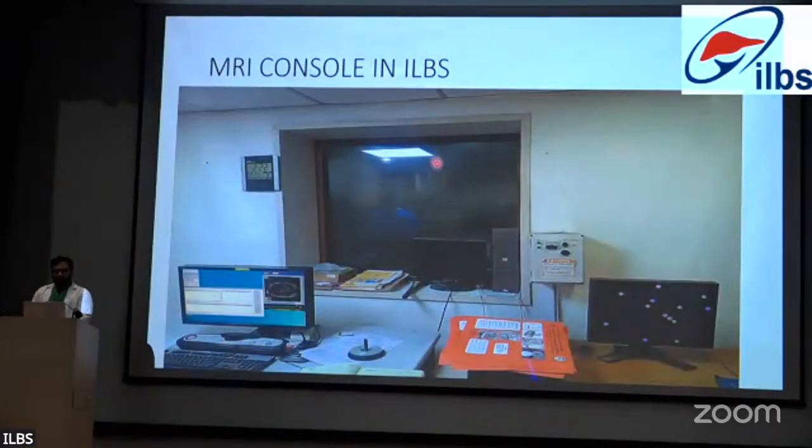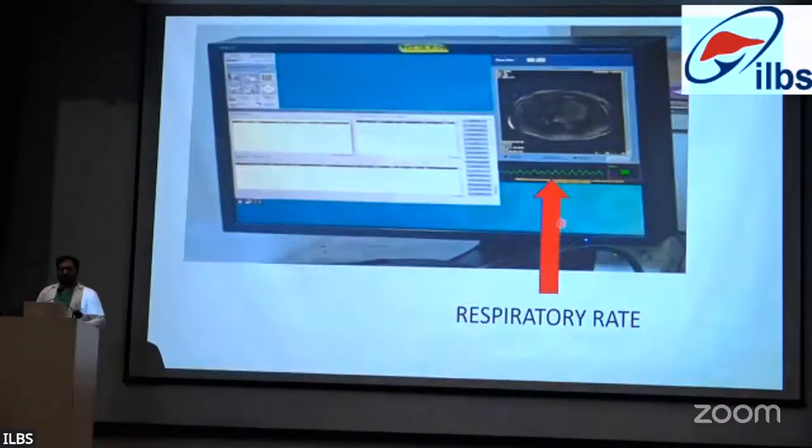Now, this is an MRI console in ILBS. So there is hardly any visibility of the MRI scanner as well as the patient as well as the monitor. The only monitor which we can see here is going to be your respiratory rate.